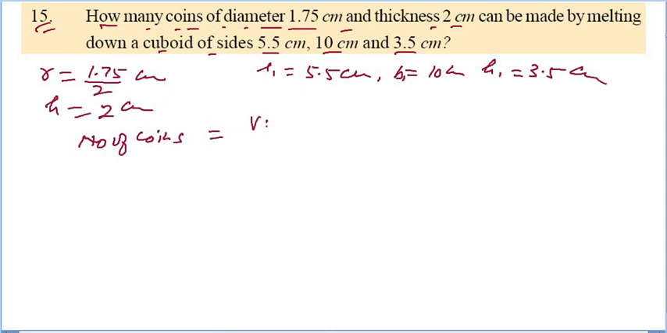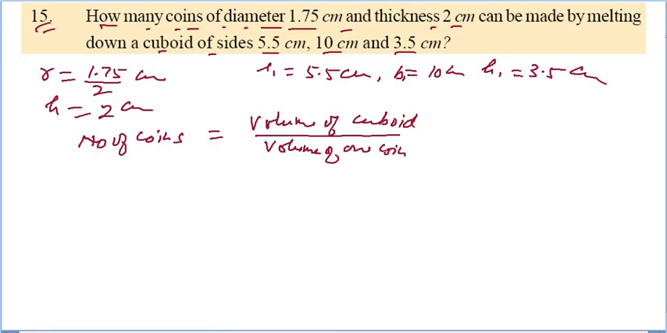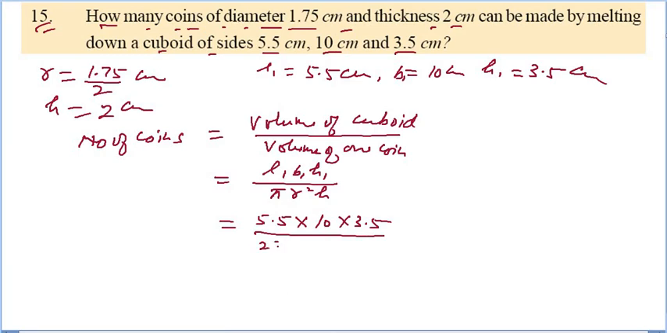So that is the volume of cuboid upon volume of one coin. So volume of cuboid is L1, B1 and H1, and this one is pi r square h. Now put the value. L1 is given as 5.5 centimeter, B1 is 10 and H1 is 3.5, and pi is 22 upon 7.